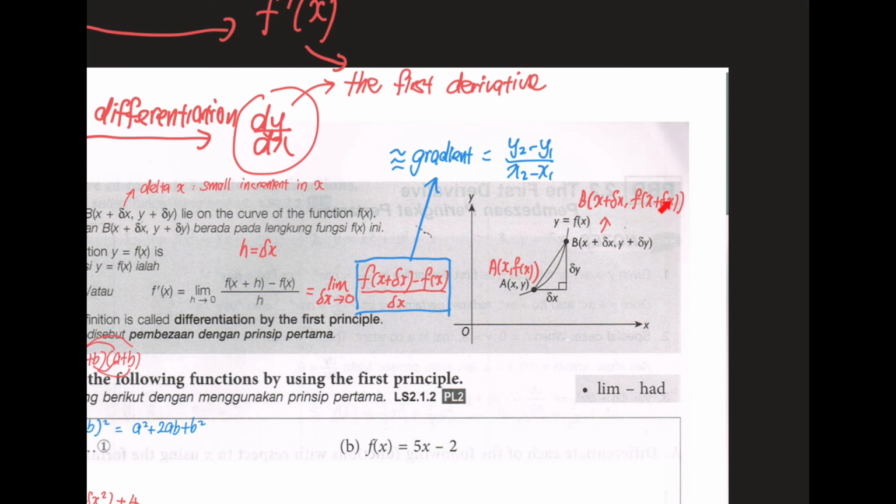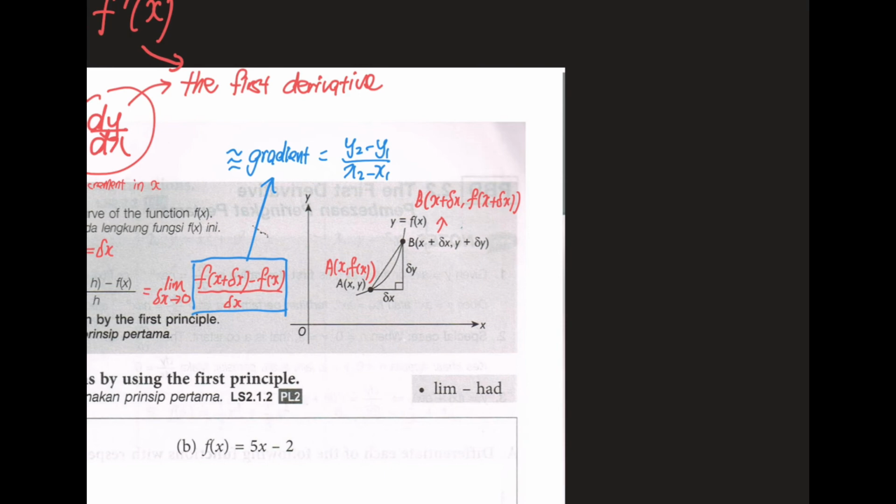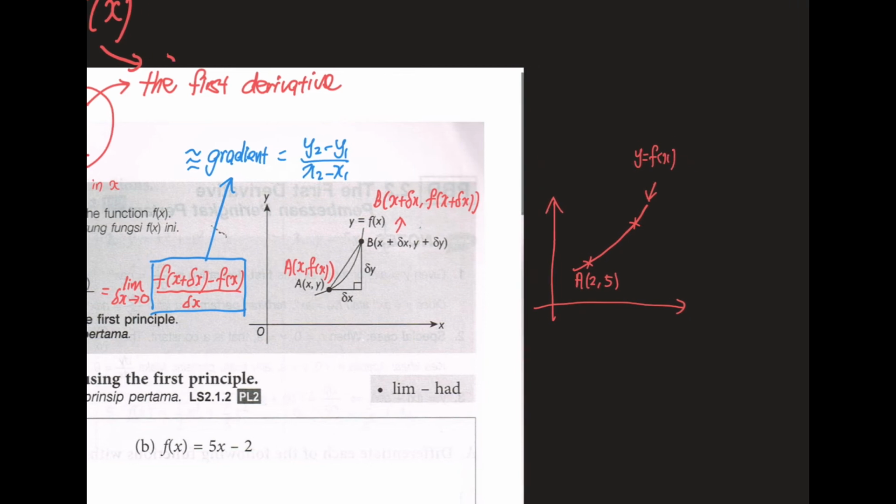Okay, so it's a little bit complicated. I put values so that you can easily imagine it. So let's say A is 2, 5, and this is y equal to fx. Now your x increases a little bit, becomes 2.1. Then what is your y? You substitute 2.1 into this function, you count, and then you get the new y. So that's why they write like this.